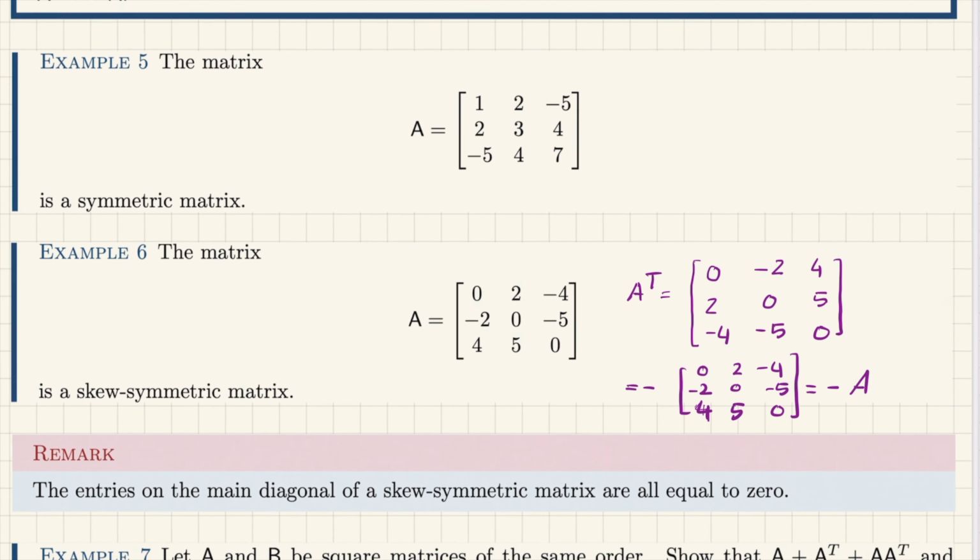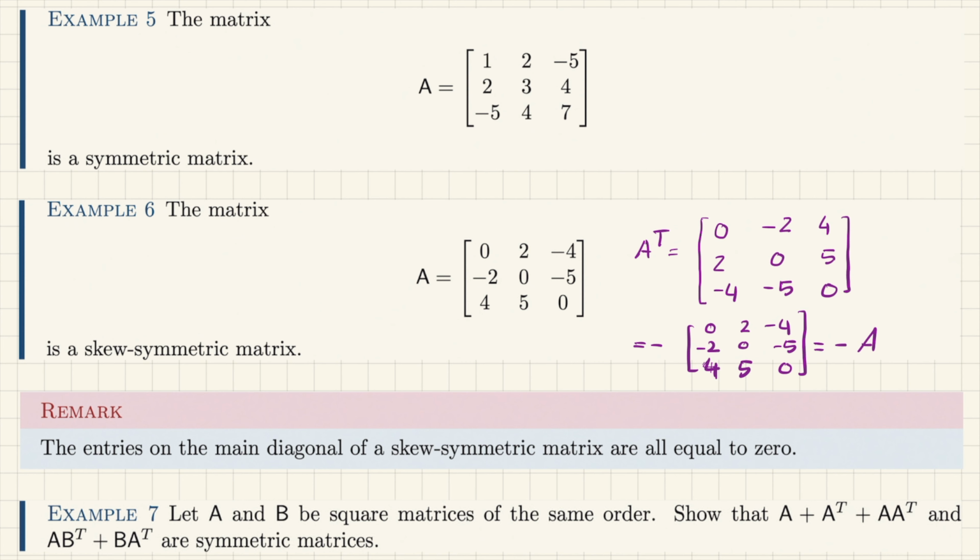Okay, now read the remark. So they are always equal to 0, but can you cook up an argument why this is the case?